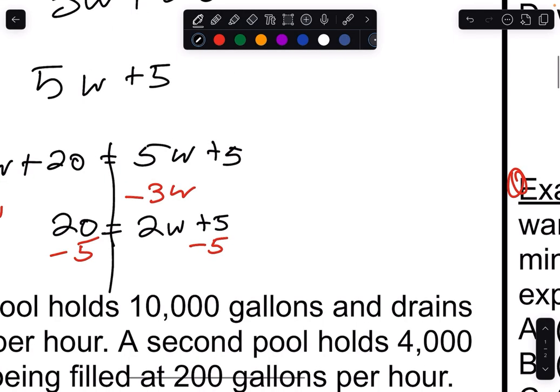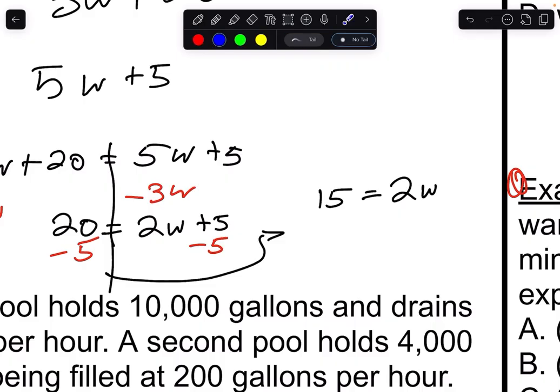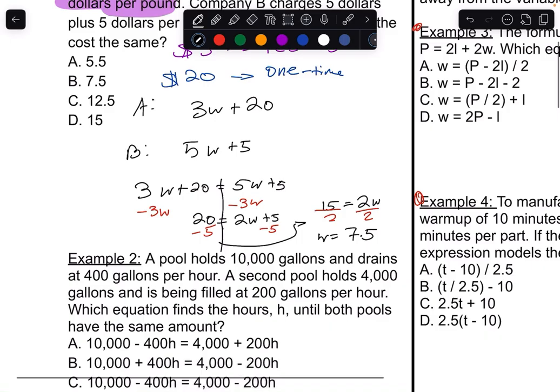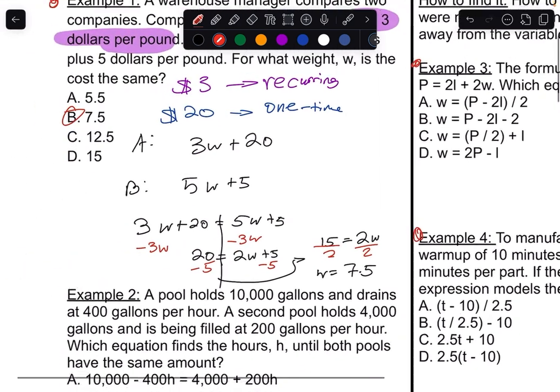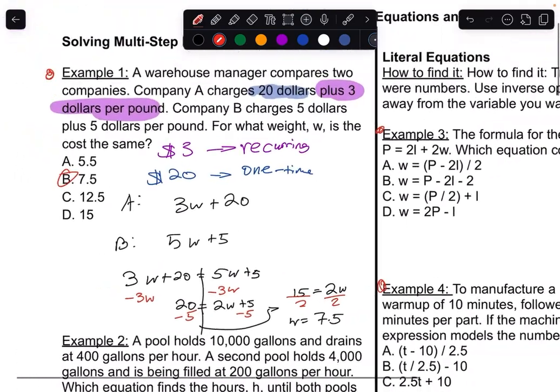Whenever we say as teachers, get W by itself, that means you should not be moving W anymore. W just stays over here. Move everything else. Move that 5 over. Move that 2 over. Do all the things that get W by itself, which in this case works out to be 7.5.